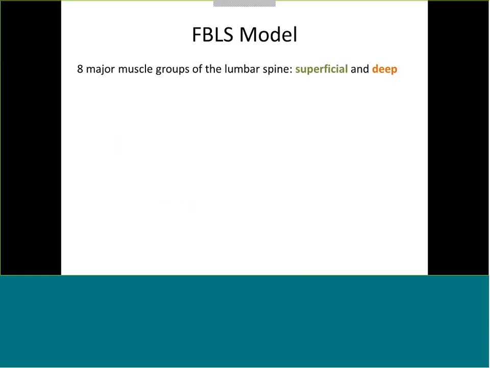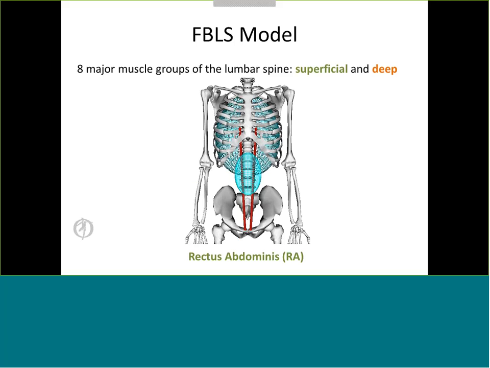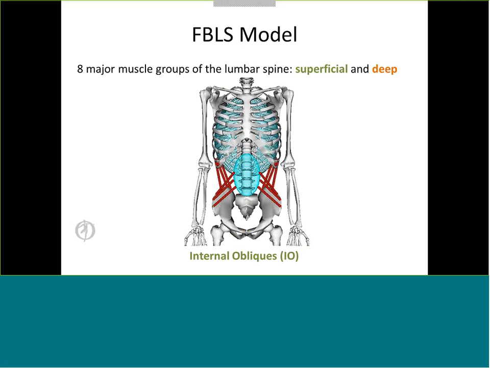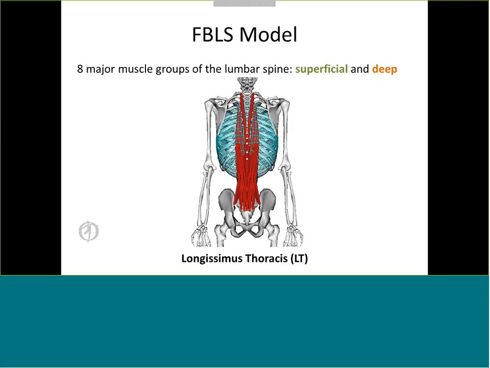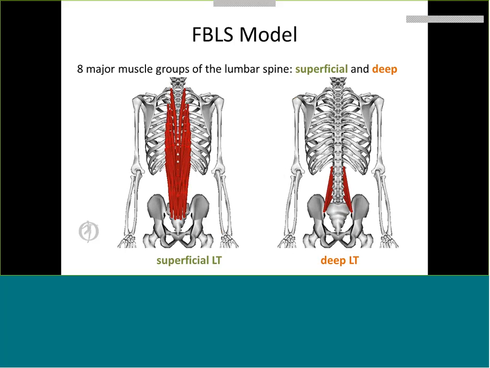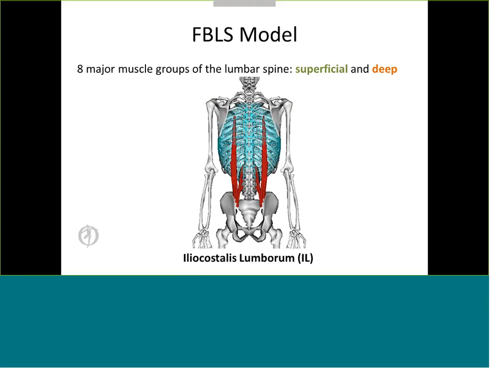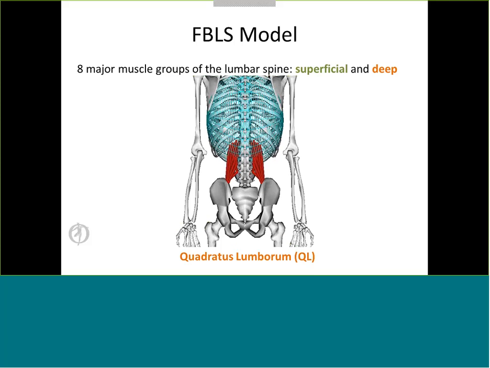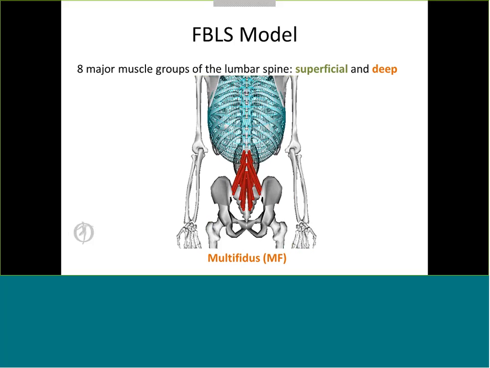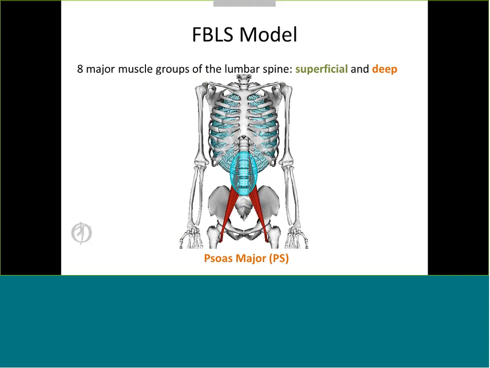The 8 major muscle groups of the lumbar spine that are in the model can be separated into superficial muscles as well as deep muscles. Starting with the superficial muscles, we have the rectus abdominis, the external obliques, the internal obliques, and the latissimus dorsi. We've got the longissimus thoracis, which actually has a superficial and a deep portion, as well as the iliocostalis lumborum, which also has a superficial and a deep portion. The deep muscles include the quadratus lumborum, the multifidus, and the psoas major. You'll notice all of these large muscle groups are modeled as multiple fascicles, which allows them to act in multiple directions.